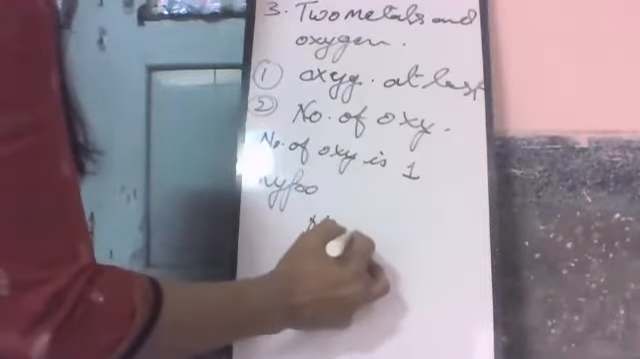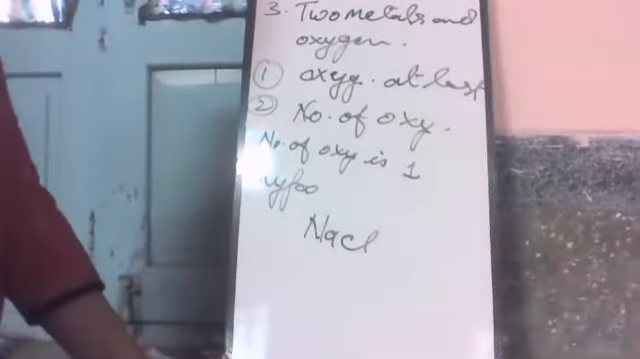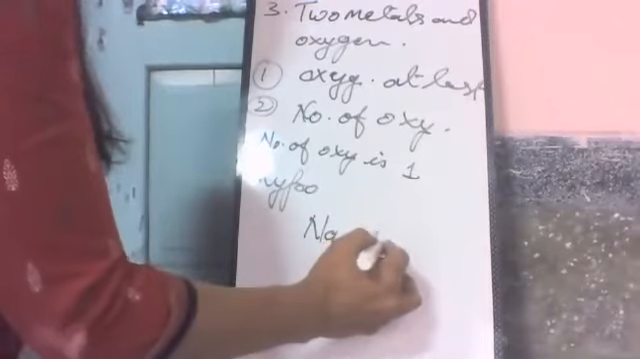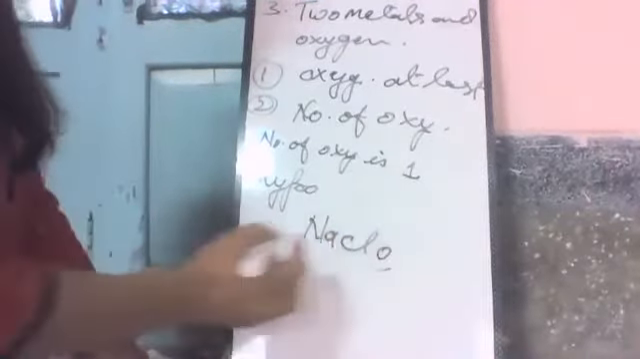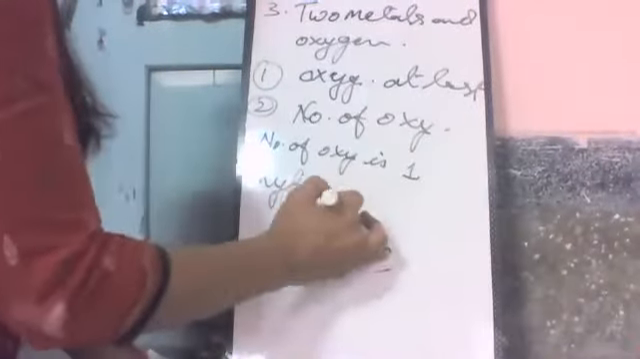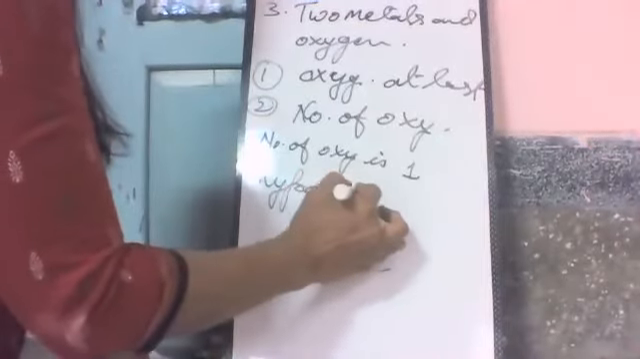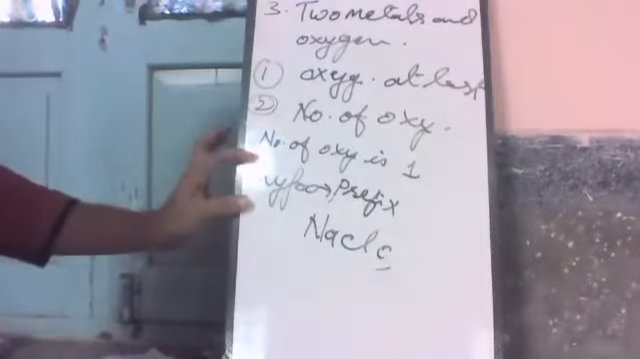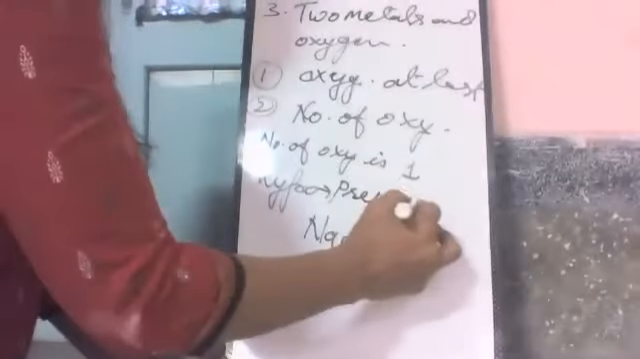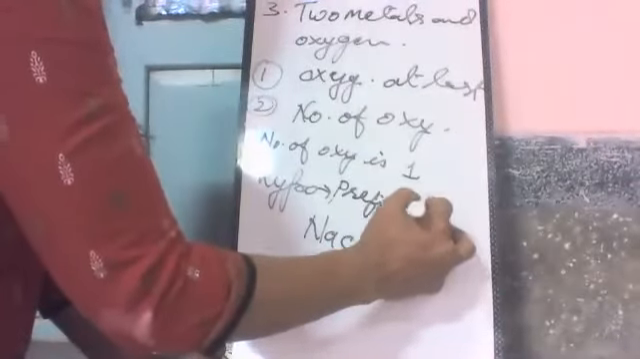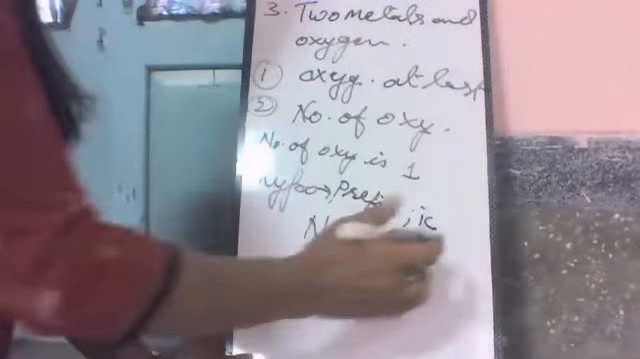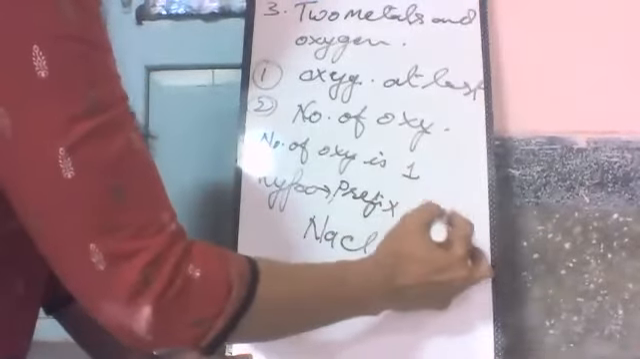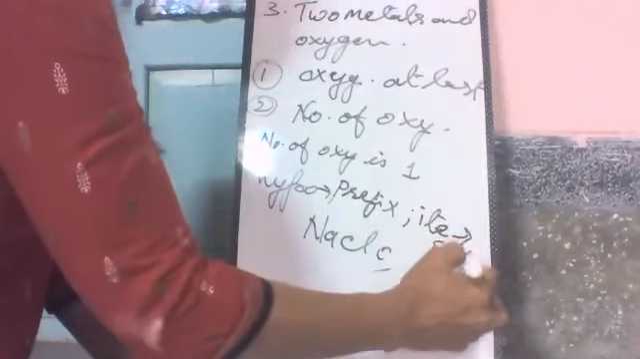Sodium hypochlorite. Sodium hypochlorite. O is 1, and the prefix hypo is used, and ite is used as a suffix.